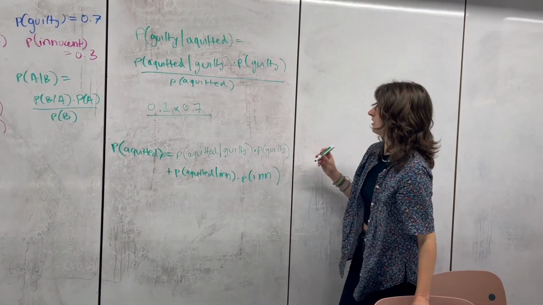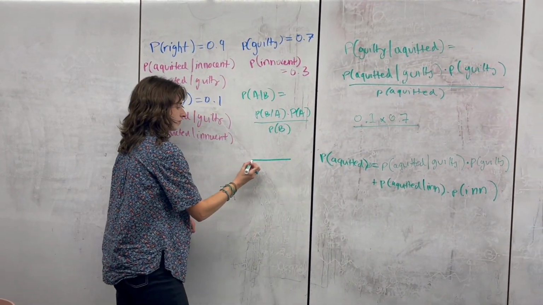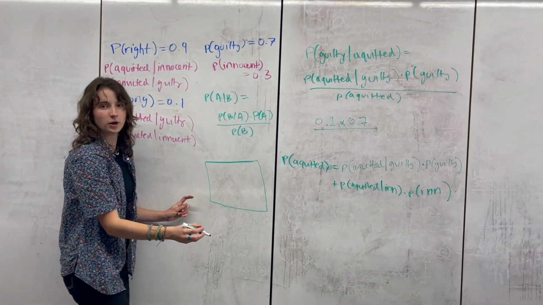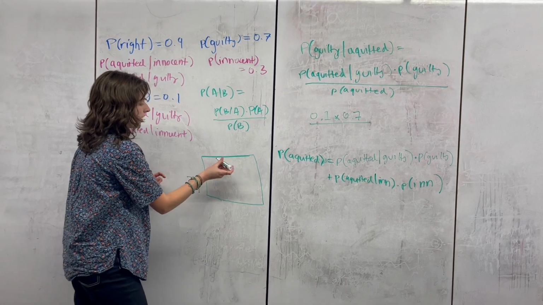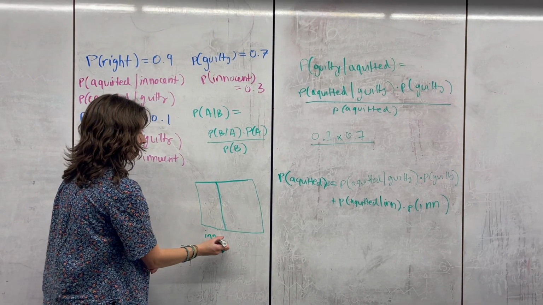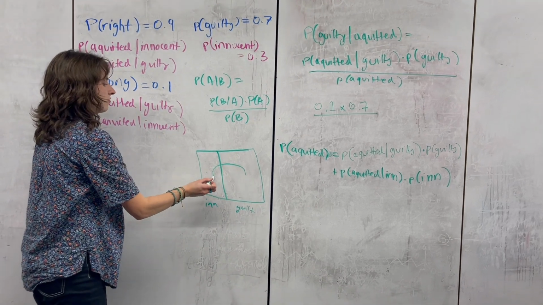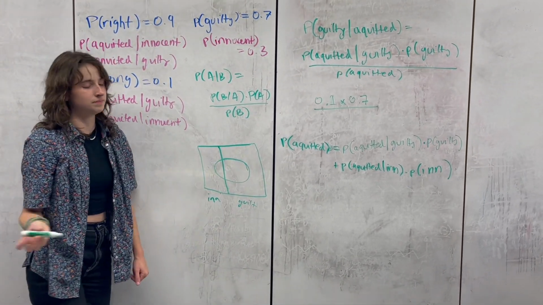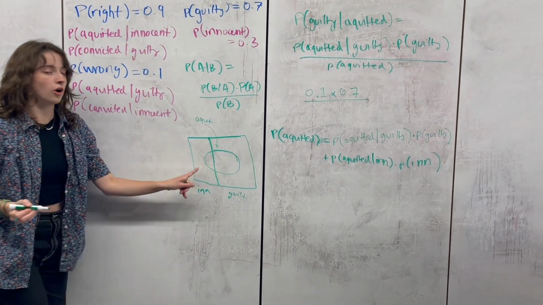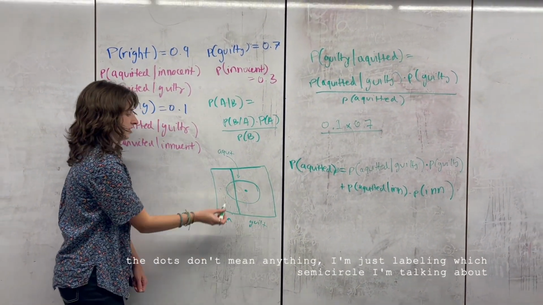One way to visualize this is, I'll draw this here. All right, this is like all defendants, right? This box is all defendants. And I'd say this is the innocent defendants, and this is the guilty defendants. And there's a circle here, this event is that they're acquitted. So this is like all the acquitted people. And then this is guilty and acquitted. And this is innocent and acquitted.